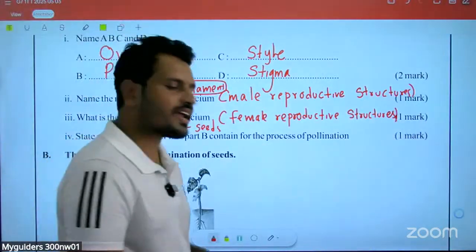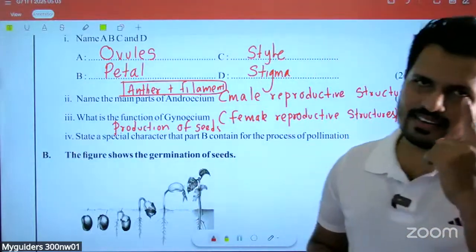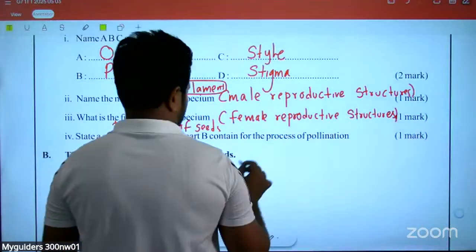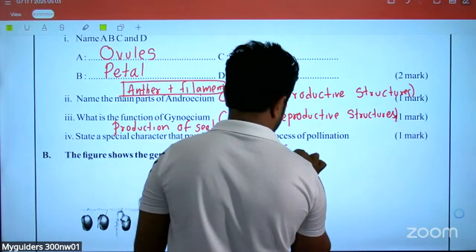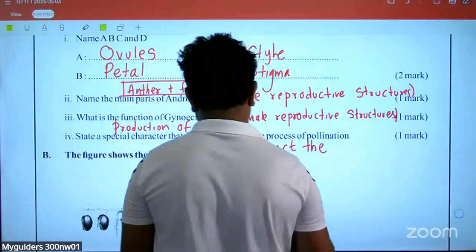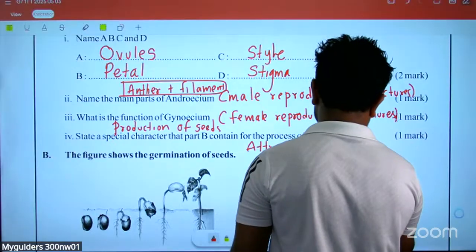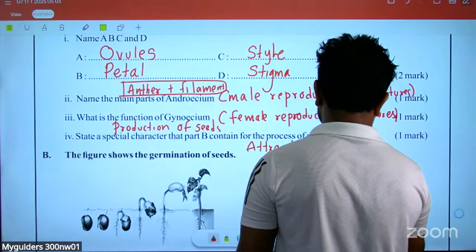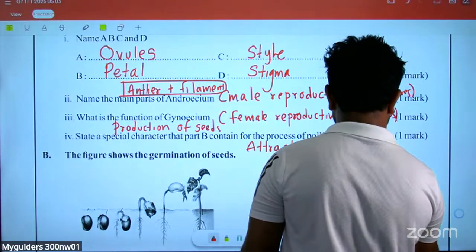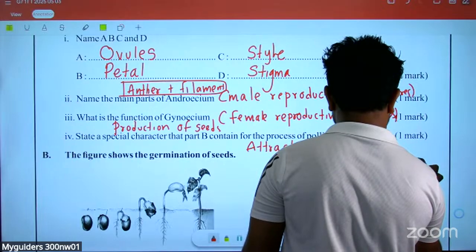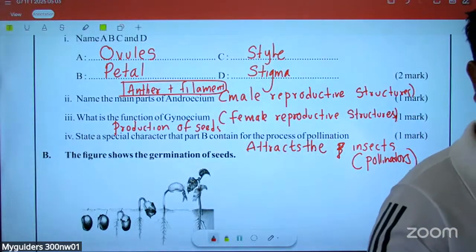ඉතින් insects ලා නිකන් ඉන්නේ නෑනේ. So insects ලා එන්නේ if it is colorful, need to highlight. So with different colors, this attracts the insects or pollinators.